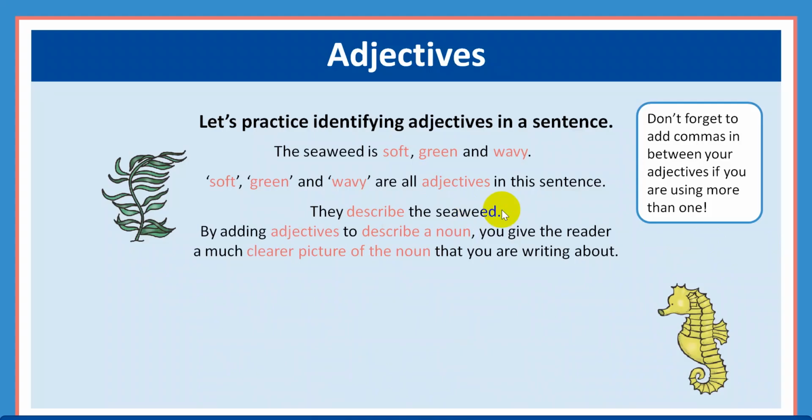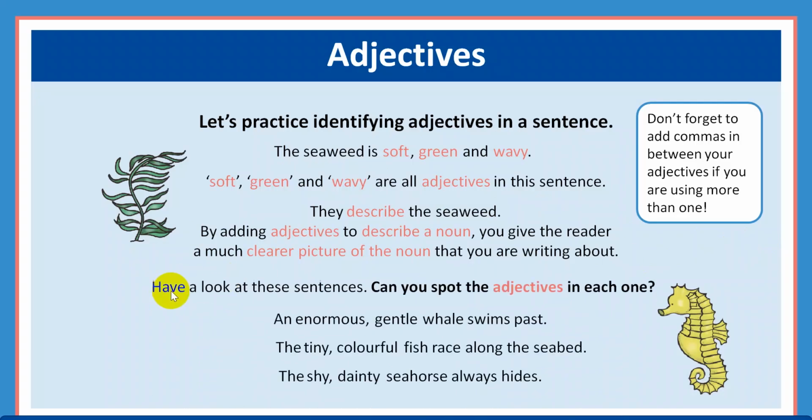They describe the seaweed, and by adding the adjectives to describe a noun, which is the seaweed in this case, you give the reader a much clearer picture of the noun that you are writing about. Have a look at these sentences. Can you spot the adjectives in each one? An enormous, gentle whale swims past. Number 2. The tiny, colorful fish race along the seabed. The shy, dainty seahorse always hides. Spot the adjectives here. Yes, I heard you.